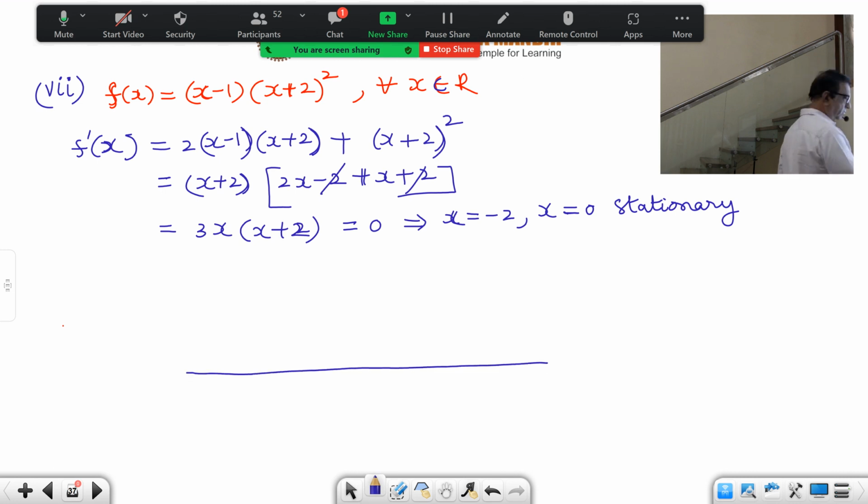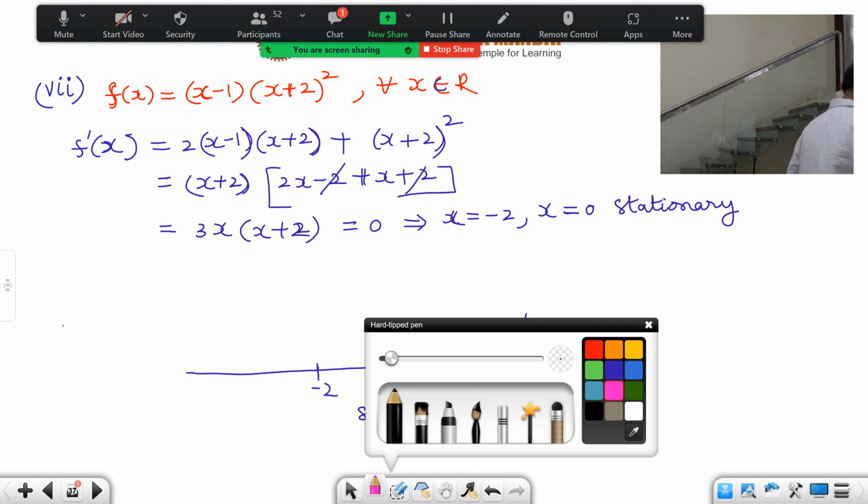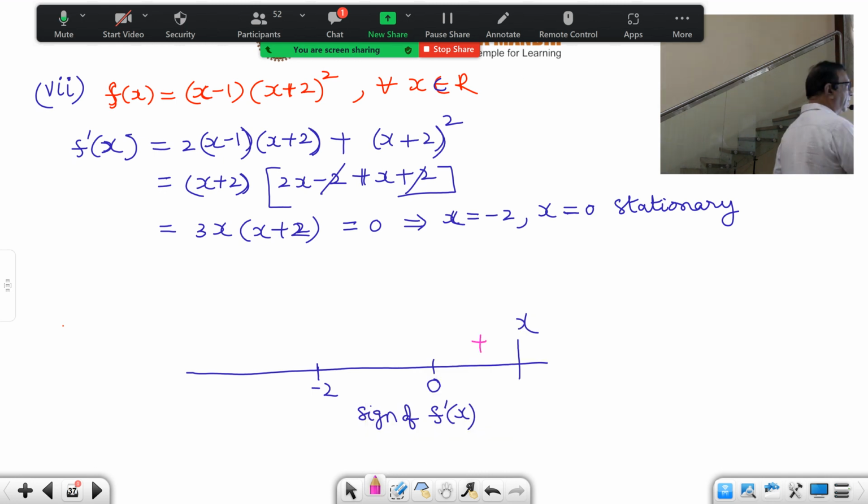Okay, let us mark these two values at x equal to minus 2 and x equal to 0. Let us mark these 2 points. Here the derivative is 0. This is the diagram of sign of f dash x. So when x is here, x is positive and x plus 2 also positive, so it is positive there. Then alternately you will get a negative here, next positive here.